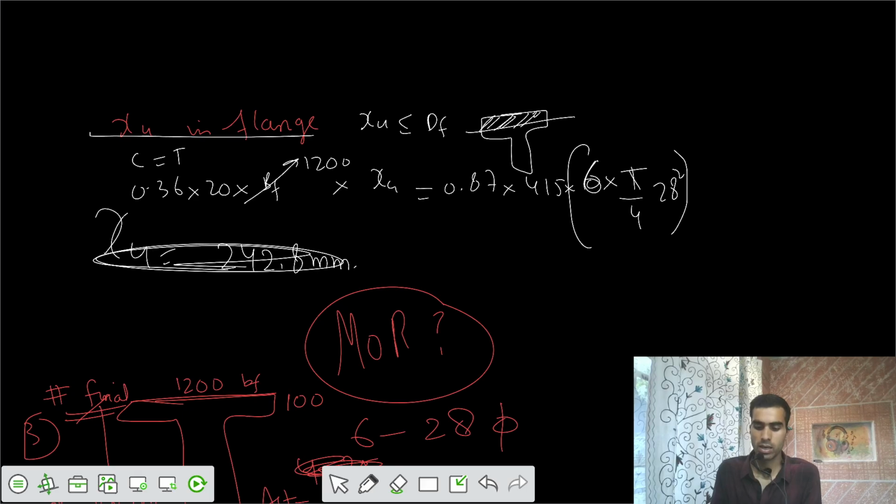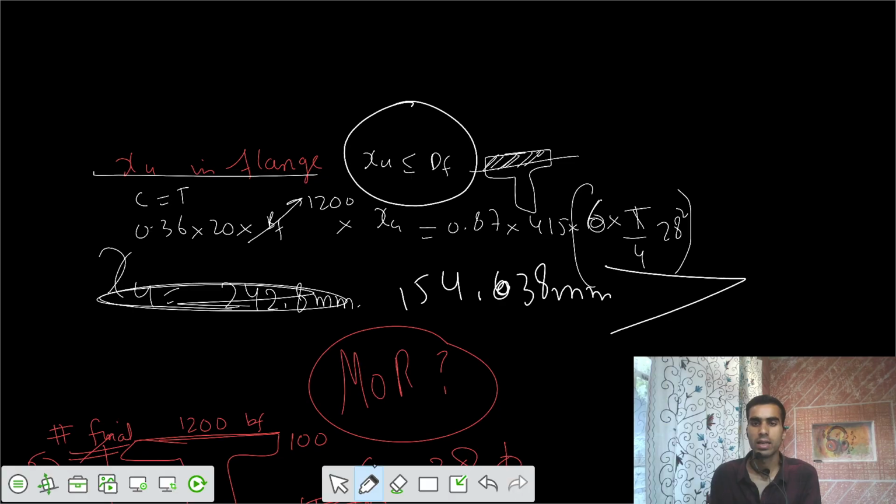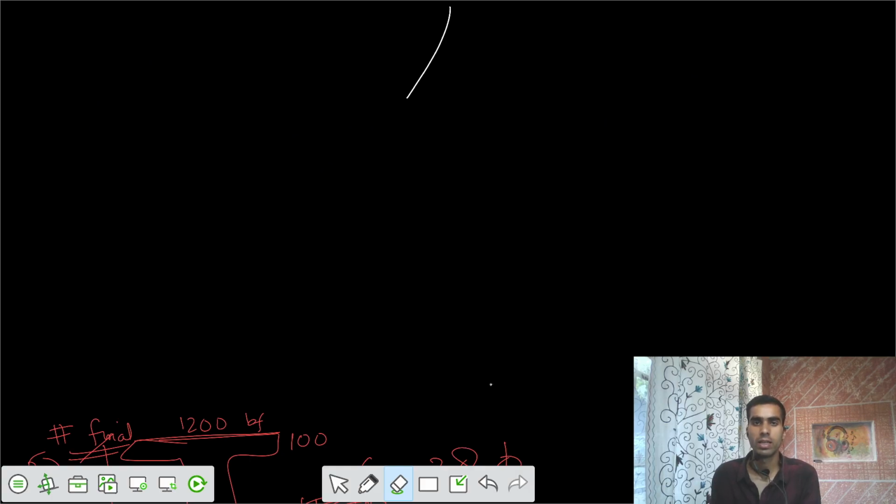0.36 fck and b is equal to, then we have 0.87 fy into 6 bars of pi by 4 times 28 square divided by this answer we have, that is 154. So I got the xu value equals 154.38 millimeters. But I assumed that this is less than df, and I got it's greater than 100. So the assumption is not true. This is false. That means the neutral axis is somewhere in the web.